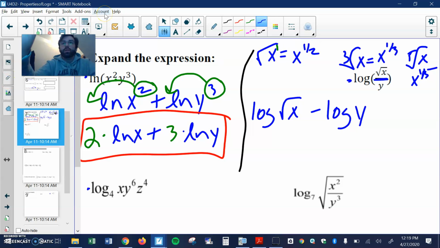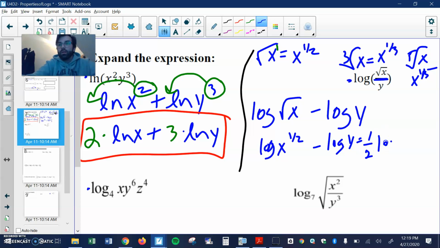Okay, so really this is log of x to the 1/2 minus the log of y. So I can write it as 1/2 log x minus log y to the g. All right, I want you to try this one here. Expand it, pause it, see if you get that right.